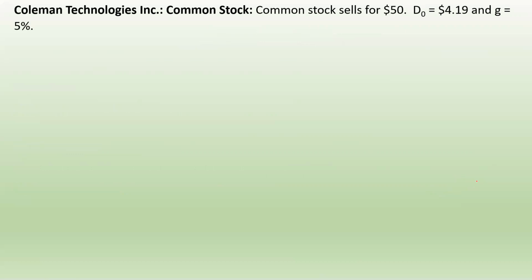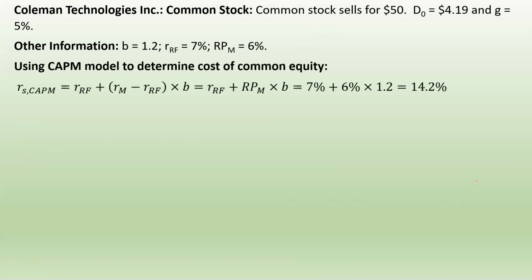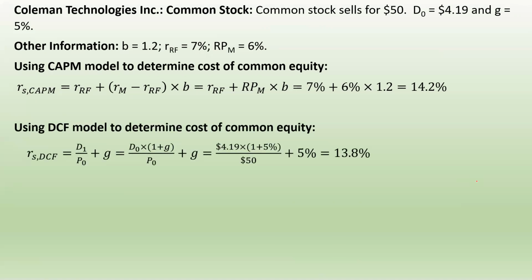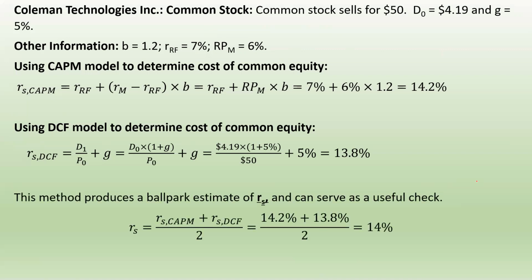For this common equity example, the stock price is 50, D0, which is today's dividend, is 4.19. It gives you the growth rate. It also gives you beta, market risk premium, and risk-free rate. So using CAPM, we find out that RS, which is the cost of equity, is 14.2%. The firm has to pay 14.2% to their investors to use this common equity capital. Or we can use DCF to find another number. Those two numbers are not the same. We just use the average of them, which is 14%.